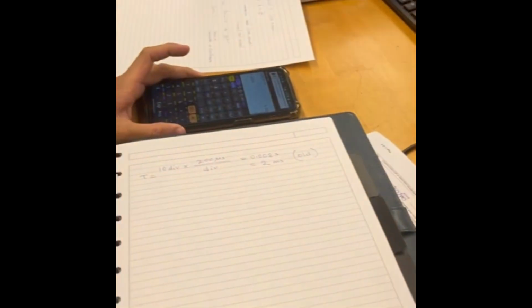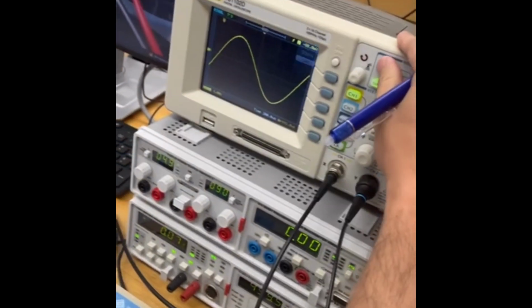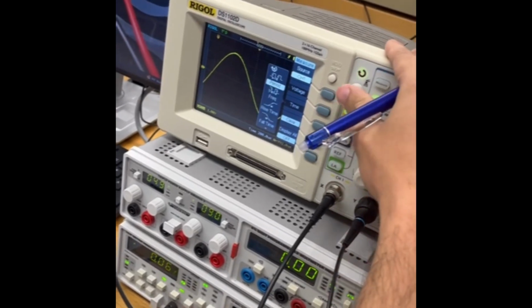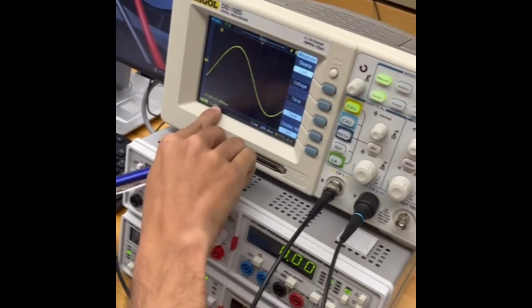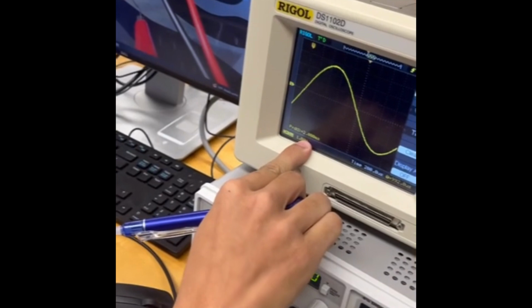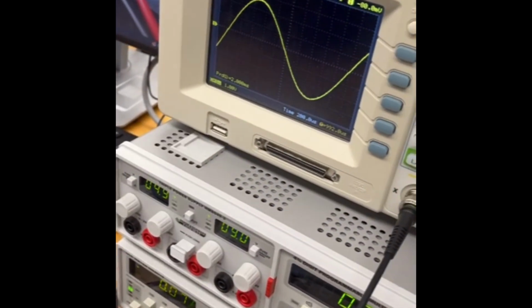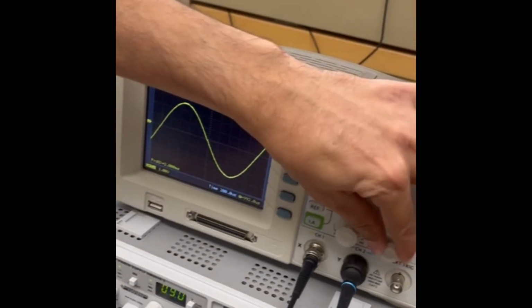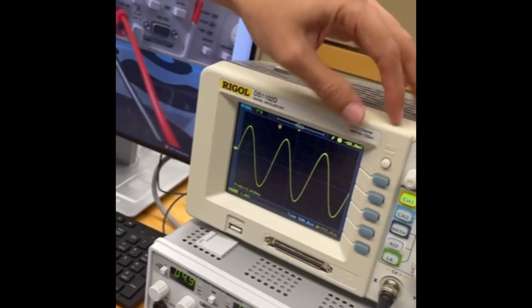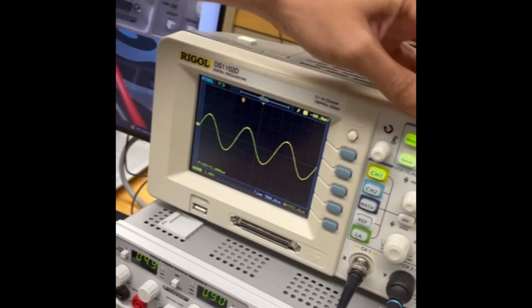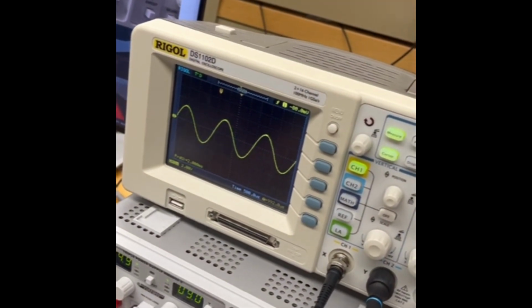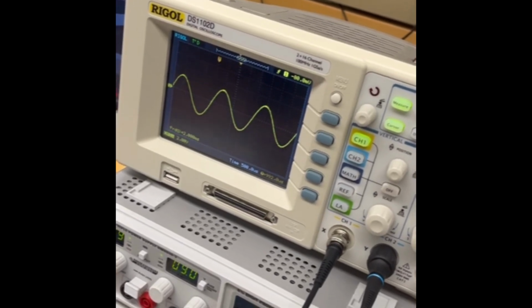And for now, we're going to start the new school time period. So it's showing 2 milliseconds, correct? Yeah, 2.004 milliseconds.